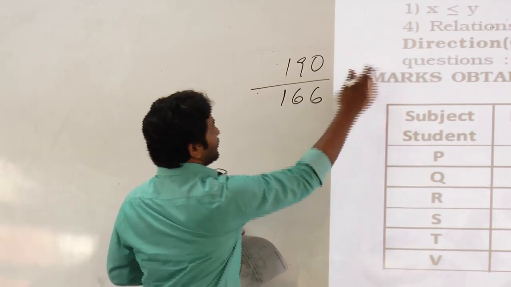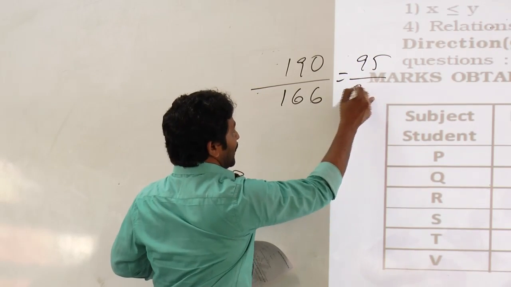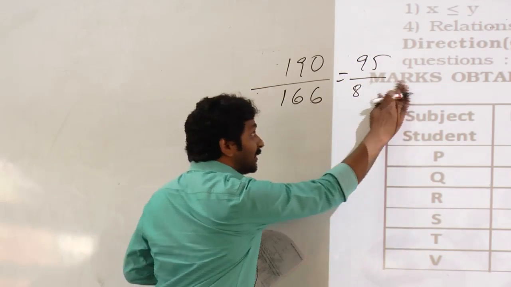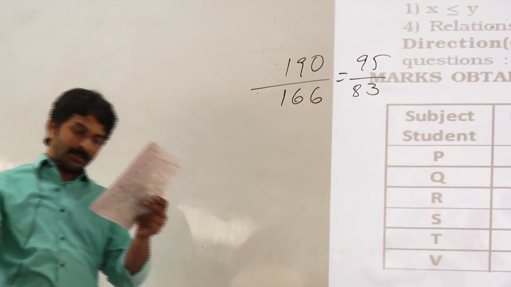Divided by 2 only, right? 95/84. 83. Next.